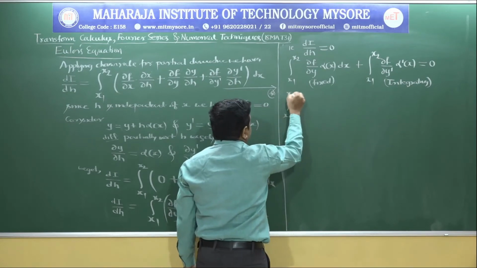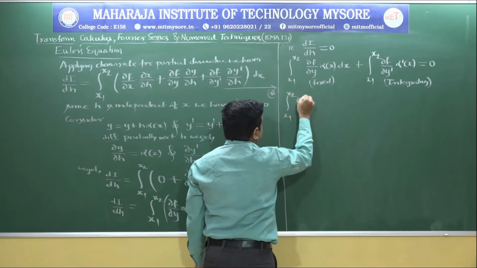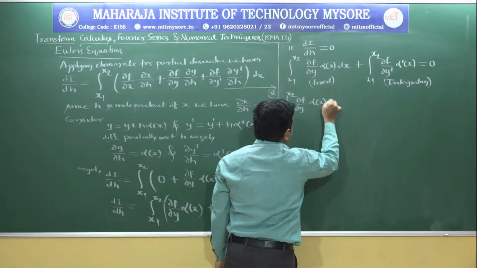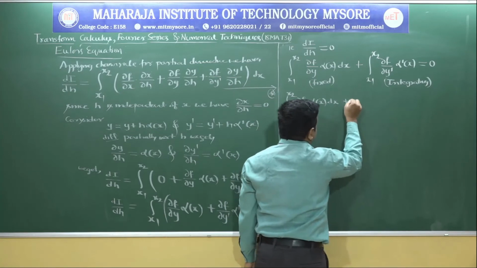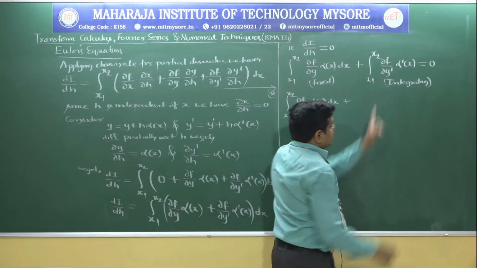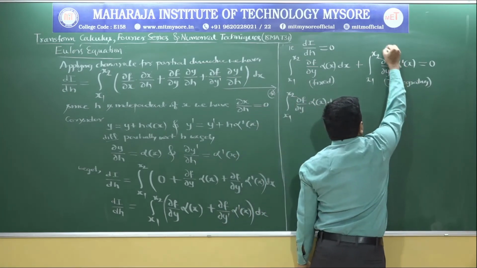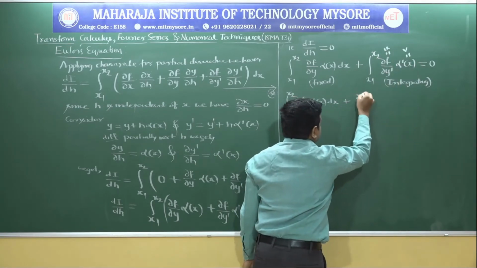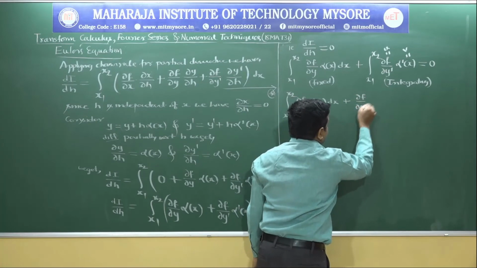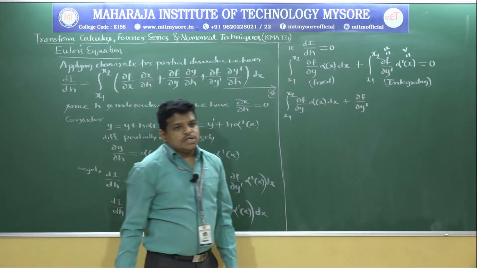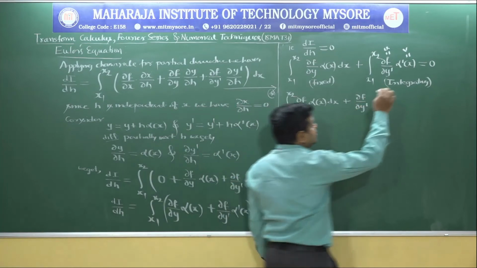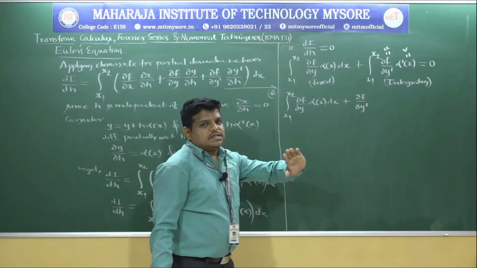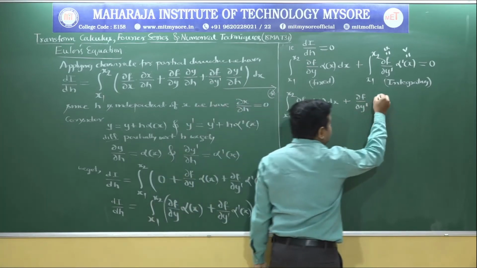Now we have the integral of x running from x1 to x2 of ∂f/∂y into alpha x dx plus, treat this as u and this as v. This is your u and this is your v. Next, ∂f/∂y dash. Since alpha dash is your first derivative, if you integrate, the differentiation cancels with integration, you remain with alpha of x.